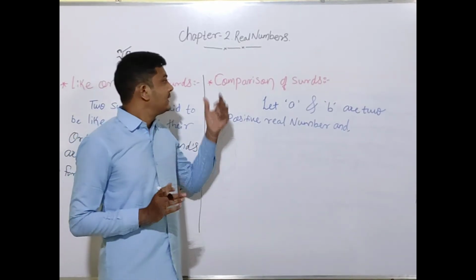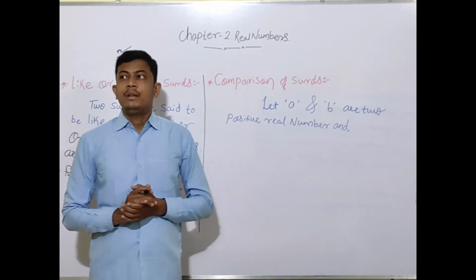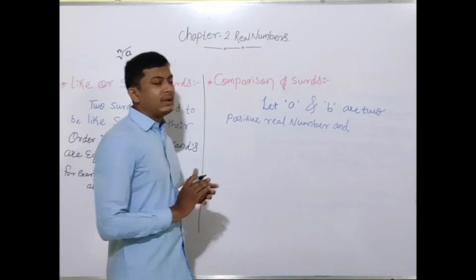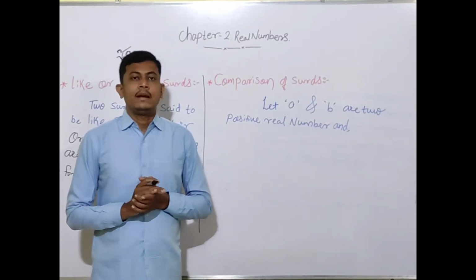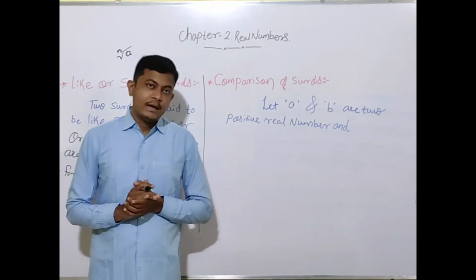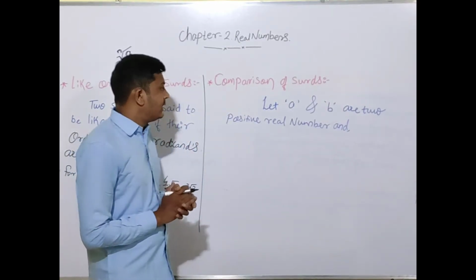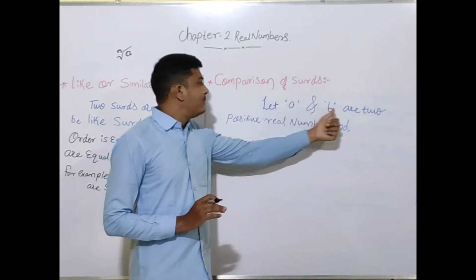Now we have to see the comparison of surds. The comparison of surds is divided into three parts, that is, into three signs: less than, equal to, and greater than. So all three possible conditions we have to see. First of all, let a and b be what?